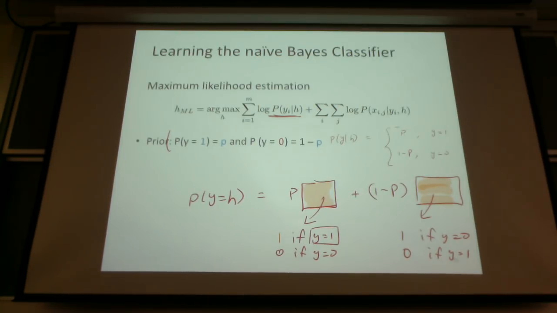Probability of y equals h. Oh, that's completely wrong. Thanks. That makes no sense. Probability of y equals 1. Probability of y. It's just probability of y. And if you want, it's probability of y given h. Yes, thanks.